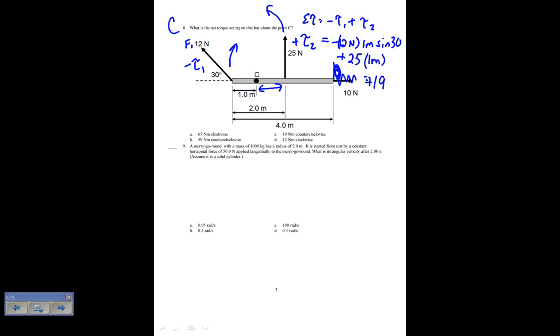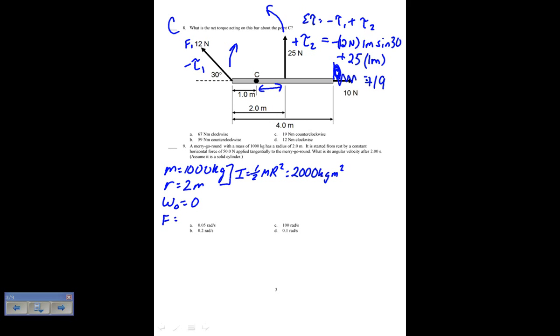Merry-go-round with a mass of 1,000 kilograms has a radius of 2 meters. Start from rest. Let's just write down what we know. Mass is 1,000 kilograms. Radius is 2 meters. I can go ahead and calculate the moment of inertia. For a disk, it's 1/2 mr squared. That's on that table that you had. That's 1/2 of 1,000 times 4. It's 2,000. It started from rest. Omega naught equals 0.